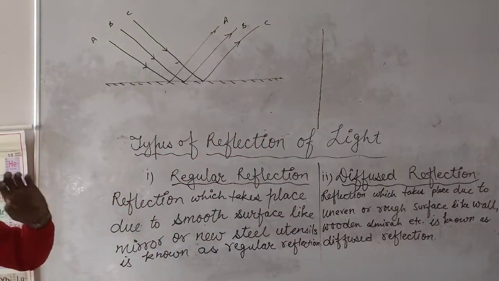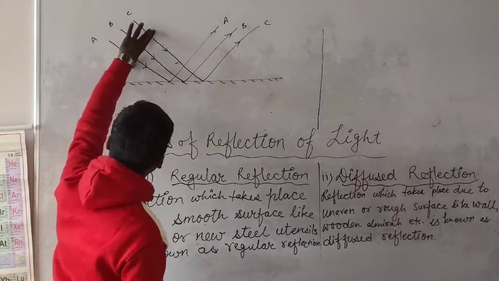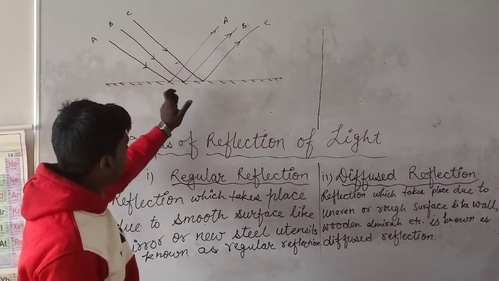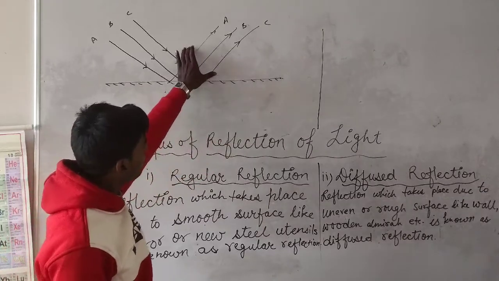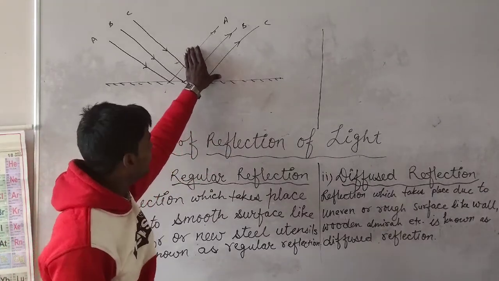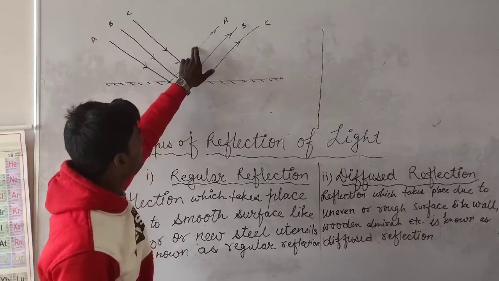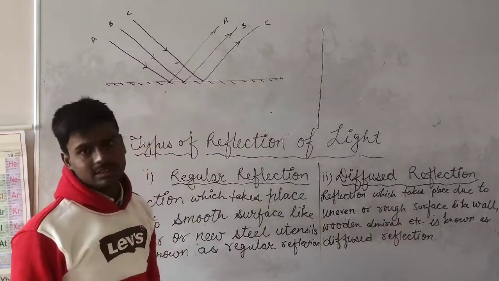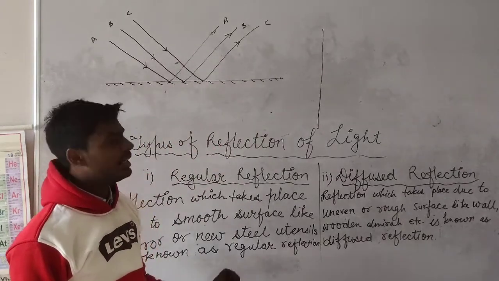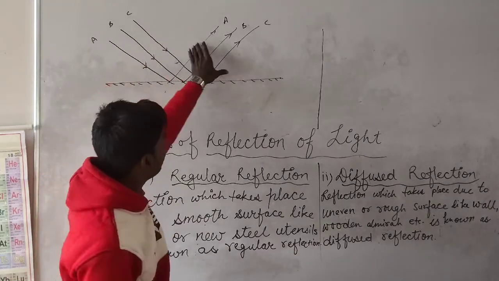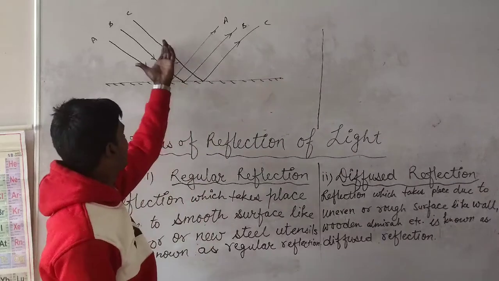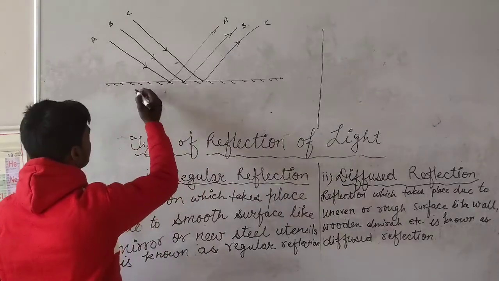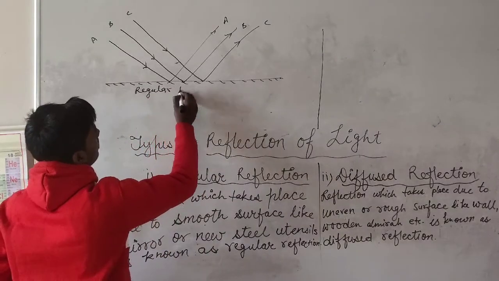What I am trying to say is, there are three parallel rays falling on the plane, and you can see clearly that they are also getting reflected in a parallel way. This one is parallel to this one is parallel to this. It means there is no change in their path. They were coming in parallel ways, they are going in parallel ways. So this is the example of regular reflection.